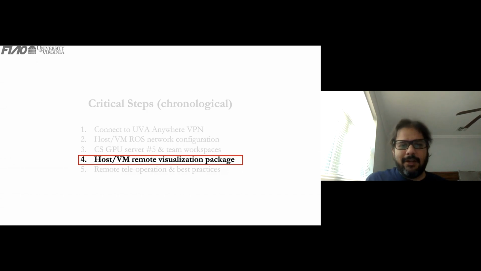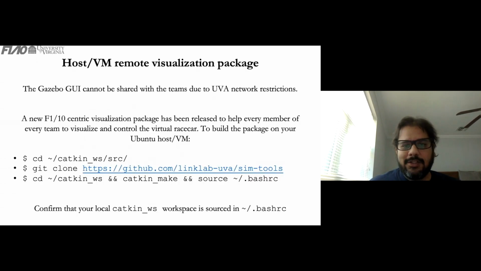All right, so I keep referring to this visualization package that you also need to install. This is actually pretty straightforward. All of your Ubuntu sessions, whether VM or native installations, already have this Catkin workspace that we have been using throughout the course. Now what you need to do is clone this new package called SimTools that was created specially for the purposes of the online simulator visualization.